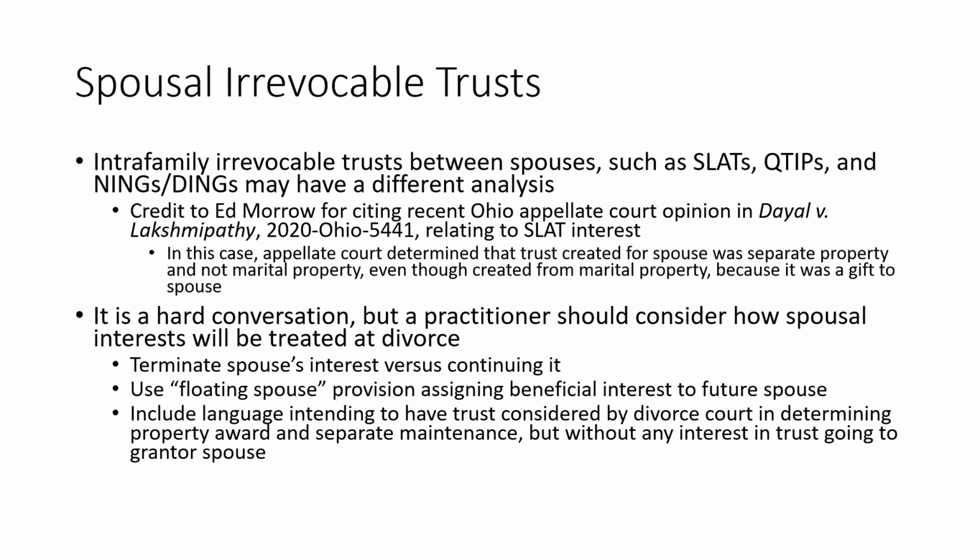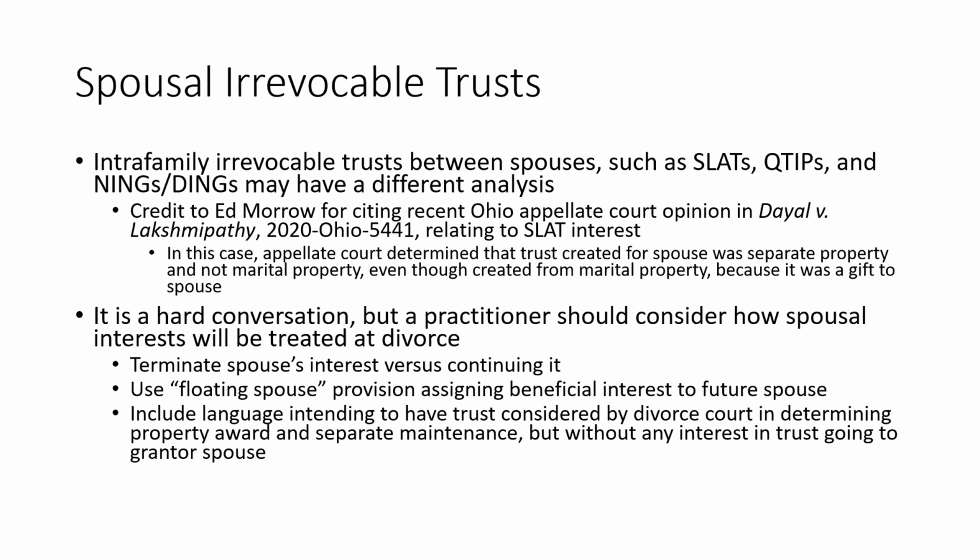Now, I give credit to Ed Morrow. He's a wealth strategist with Huntington Bank and a titan in the estate planning world. And he cited on a LinkedIn post a recent Ohio appellate court opinion where the divorce court analyzed a SLAT that had been created back in the 2012 gifting rush and determined that the trust interest created for the spouse was separate property and not marital property, even though it was created from marital property because it was in essence a gift to the spouse.